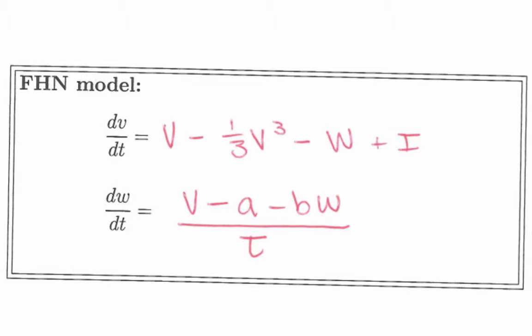So notice the Fitzhugh-Nagumo model is a second-order system. It consists of two variables, V and W, that change in time. We have a dV dt and a dW dt. The Hodgkin-Huxley model, remember, was a four-dimensional system. We had four variables to worry about. While the LIF model, the leaky integrate and fire, was a one-dimensional system where we also had to include a hack.